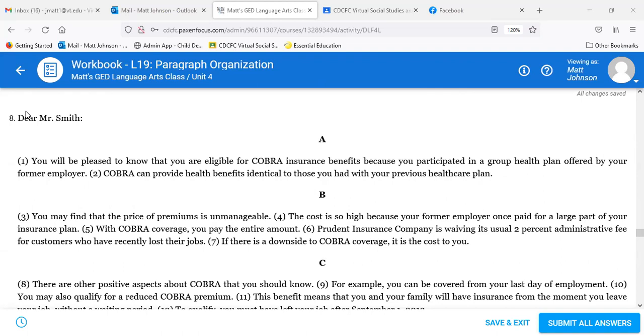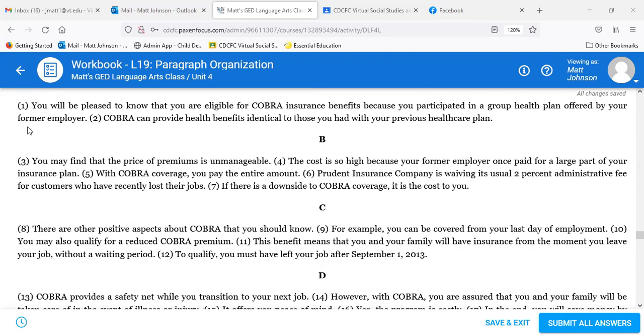Prudent Insurance Company is waiving its usual 2% administrative fee for customers who have recently lost their jobs. If there's a downside to COBRA coverage, it is the cost to you. There are other positive aspects about COBRA that you should know. For example, you can be covered from your last day of employment. You may also qualify for a reduced COBRA premium. This benefit means that you and your family will have insurance from the moment you leave your job without a waiting period. To qualify, you must have left your job after September 1st, 2013.